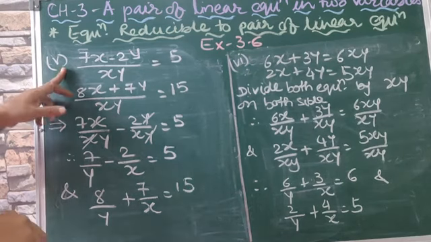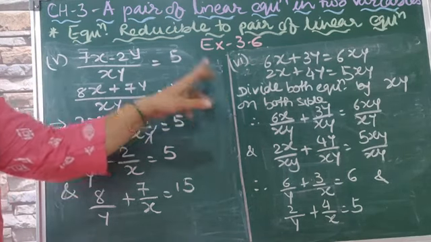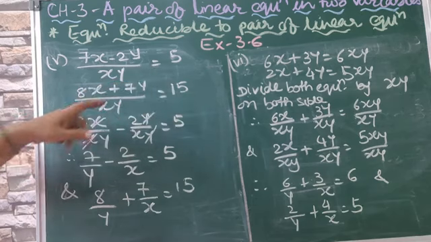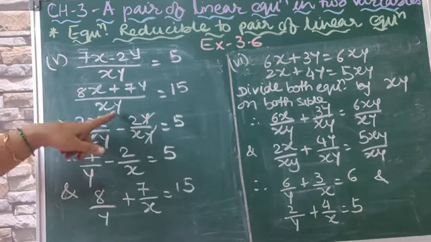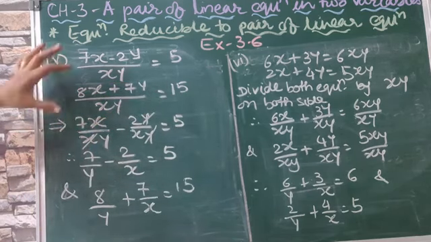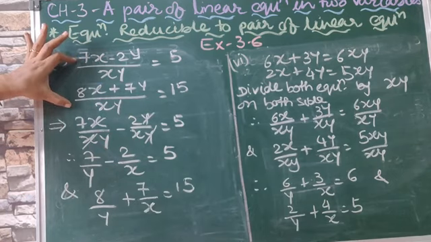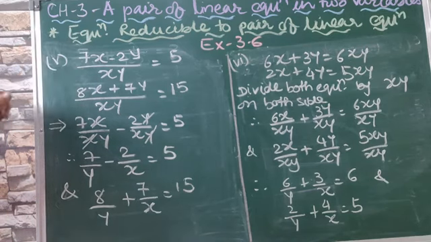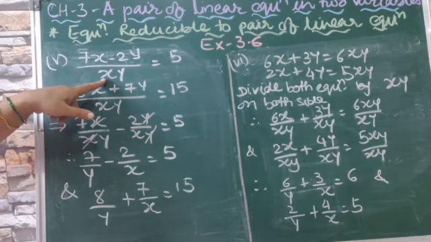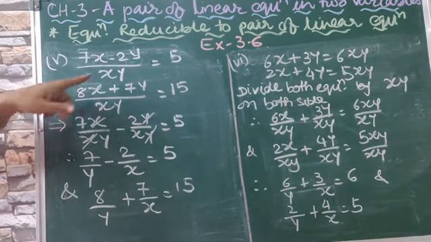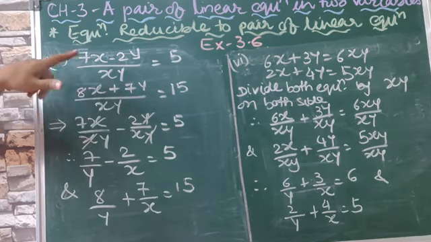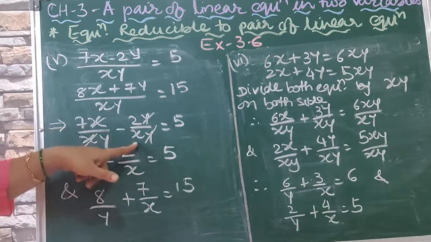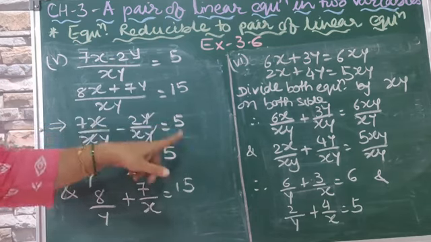Now let's see example 5th and 6th. Here (7x - 2y)/xy = 5 and (8x + 7y)/xy = 15. This is quite different from what we have done till now, a reducible form. Here this is the denominator and this is the numerator, so can I write 7x/xy - 2y/xy? Yes, and it is equal to 5 as it is.